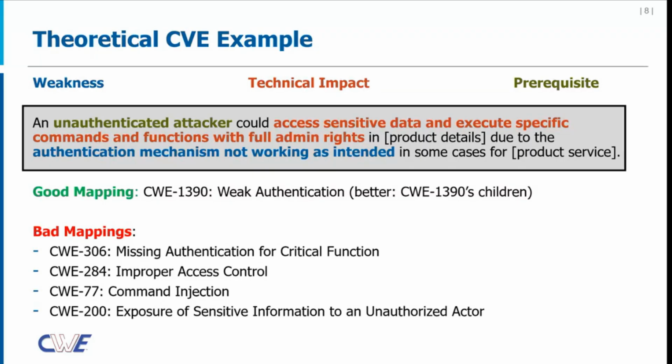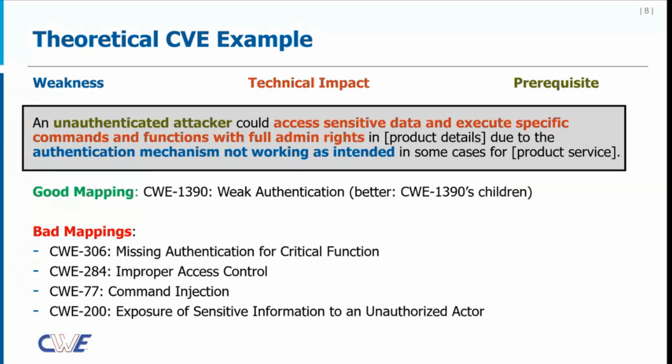If we were to dissect this in terms of the different language that we see, we have the unauthenticated attacker, which is a prerequisite to this vulnerability happening. Some people would conflate that with, that must mean there's no authentication happening. And in the bad mappings, you'll see maybe someone will say, that must mean there's missing authentication. But if you look in the blue, what's actually happening here is that the authentication mechanism is not actually working as intended. So we would prefer a mapping such as weak authentication, or one of its children. If you can get even more specific, the more specific, the better.